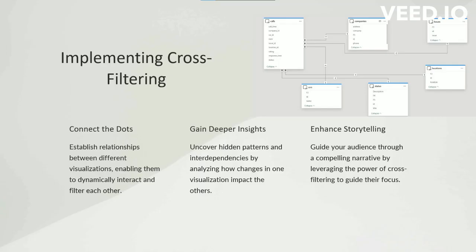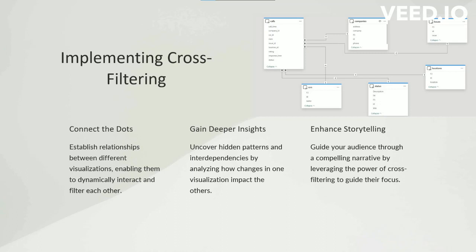So after the hierarchical data structures and drilling down, we will talk about implementing cross-filtering, which is also known as cross-highlighting between multiple visualizations. What we do is we establish relationships between multiple visualizations, which enables them to dynamically interact with each other. This way we can gain a deeper insight and our audience can also easily understand the story that we are trying to tell.